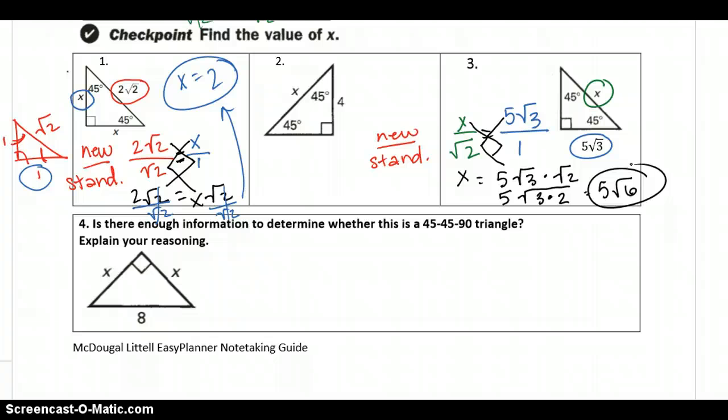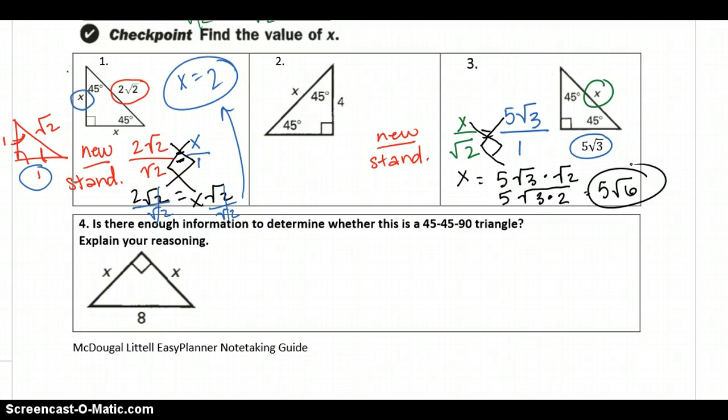Number 4 is asking if there's enough information to determine if this is a 45, 45, 90 triangle. When we get to our quiz, you won't know. We're going to have multiple types of triangles. So your first job is to figure out if it is a 45, 45, 90. Is this triangle a 45, 45, 90? What do you think? You think yes? Why does it look like it probably is?